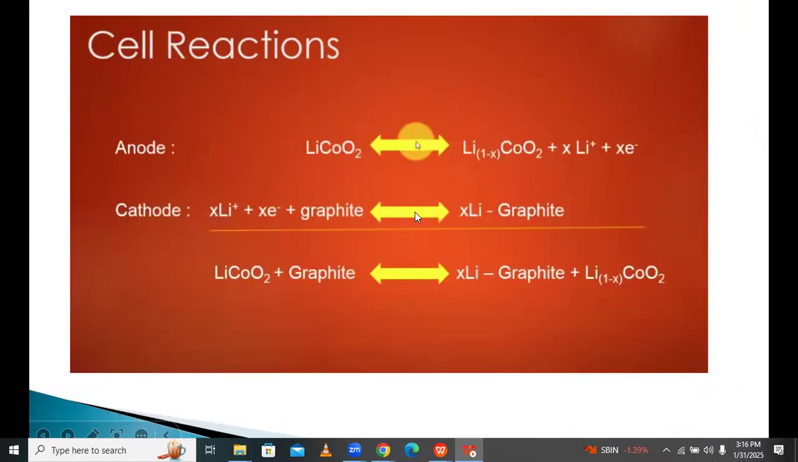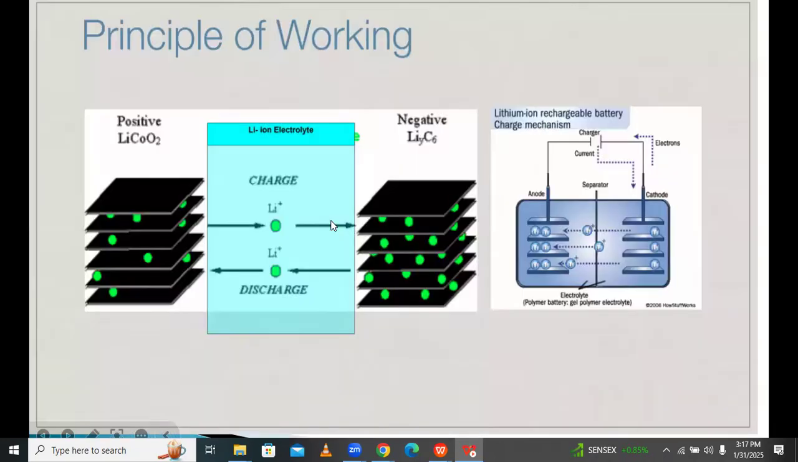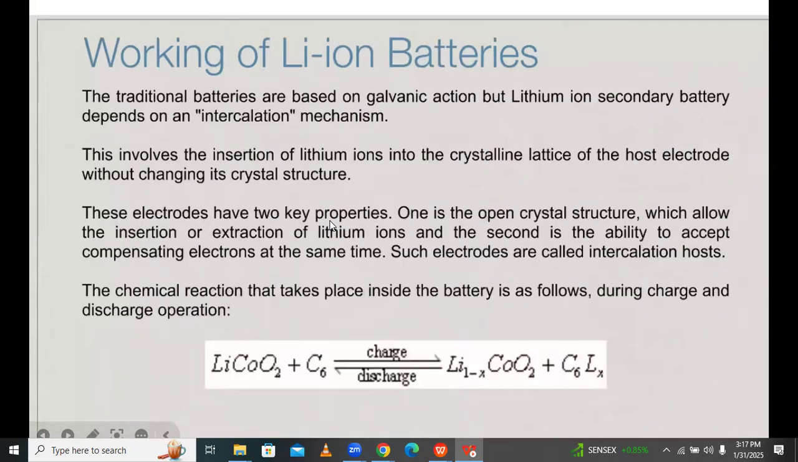These are the cell reactions at the anode and cathode. The reactions are reversible, two-way reactions. Lithium cobalt oxide is converted into lithium ions, and these lithium ions move into the graphite plates, where it acts as lithium graphite. So like this. These are the reactions regarding the working principle and construction of lithium ion batteries.